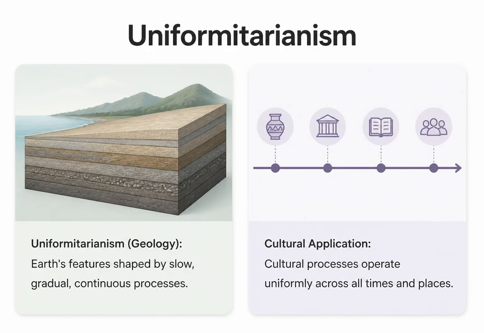To understand where Tylor got his ideas, we have to look at geology. He borrowed the concept of uniformitarianism, which argued that the Earth wasn't shaped by sudden catastrophes, but by slow, gradual processes like erosion that operate continuously and produce the same results everywhere. Tylor applied this to culture. He argued that cultural processes operate uniformly. Whenever any culture faces a specific challenge, the solution they devise will always be the same, reinforcing his belief in psychic unity.